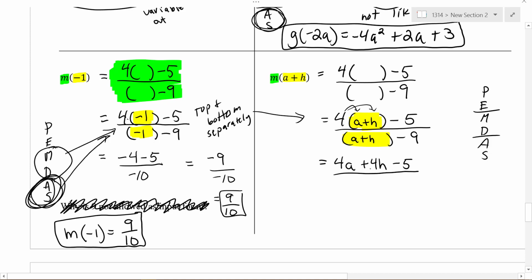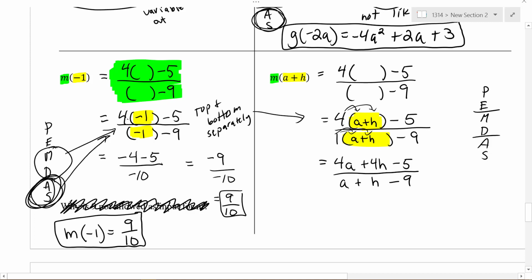Okay, so let's go to the bottom. Now I have a plus h, parentheses, minus 9. That is not a multiplication, that is a subtraction. Okay, so be careful there. There's a minus sign in between, those are not being multiplied. Now if you want to think about a multiplication, you could think about a positive 1 kind of implied in front of that parentheses. But if I multiply in or distribute a positive 1, I just get a and h, right? So 1 times a is a, 1 times h is h. So nothing changes. Subtracting a 9, once again, I have no like terms at the bottom to combine.